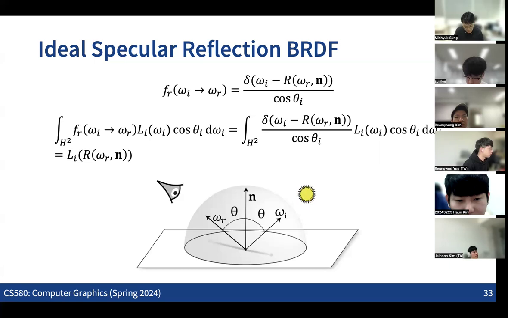So would this be good for the ray tracing computation or not? If we only have ideal specular reflection of the materials in the scene, do you think that this will make the computation easier or not? Any thoughts on this?